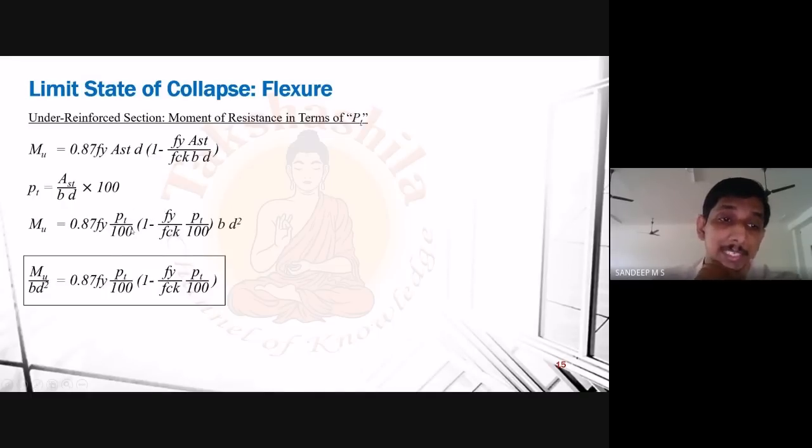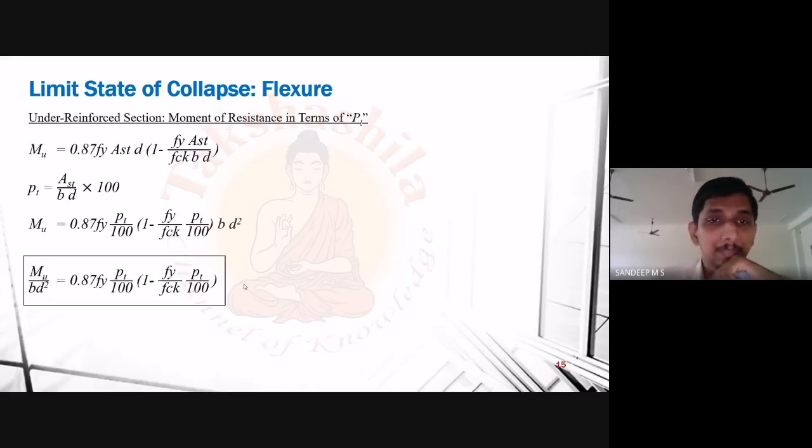From this expression, it is standard practice to express it in terms of MU by BD square. Therefore, MU by BD square will be equal to the remaining thing, that is 0.87 Fi PT by 100 into 1 minus Fi by FCK into PT by 100. Is it clear now? Any doubts in this? Direct substitution, there is nothing else. So I hope it is clear for you.